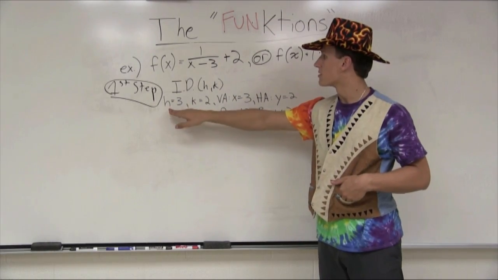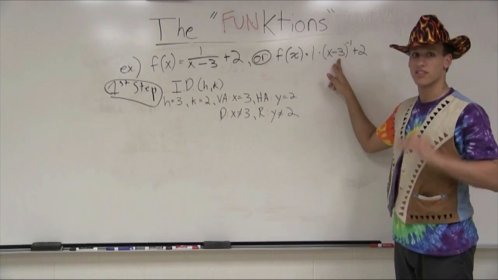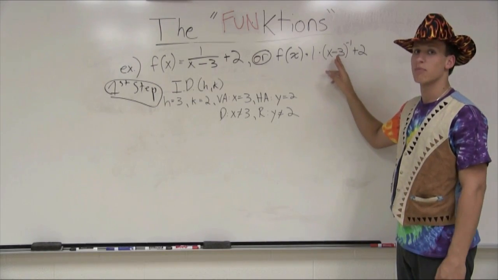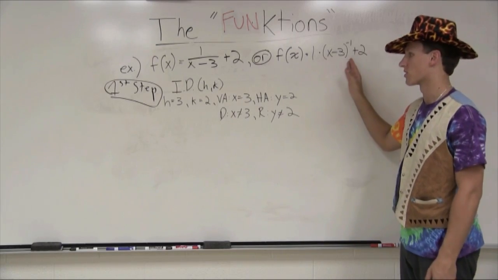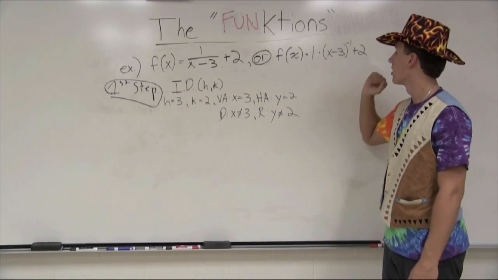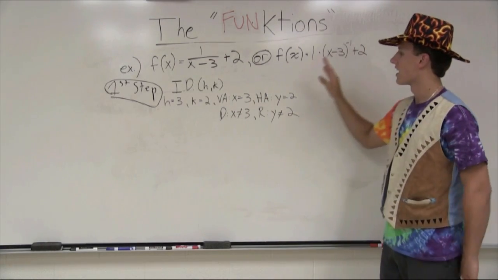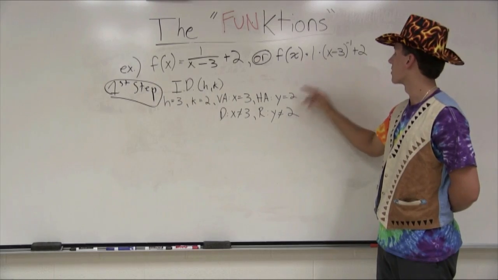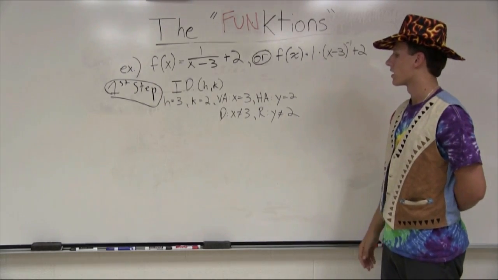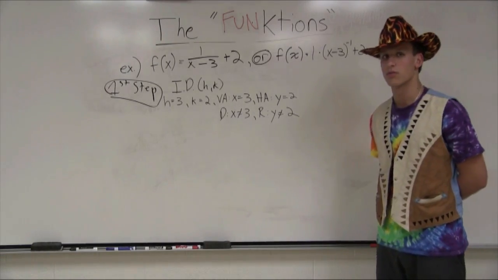In the example, h equals 3. This right here is minus 3, but h is not negative because there is a minus already. If it was a negative 3, it would be plus 3 in this problem. So right here the h is 3 and the k is plus 2, and the vertical asymptote is 3 and the horizontal asymptote is 2. The domain cannot equal 3 and the range cannot equal 2.